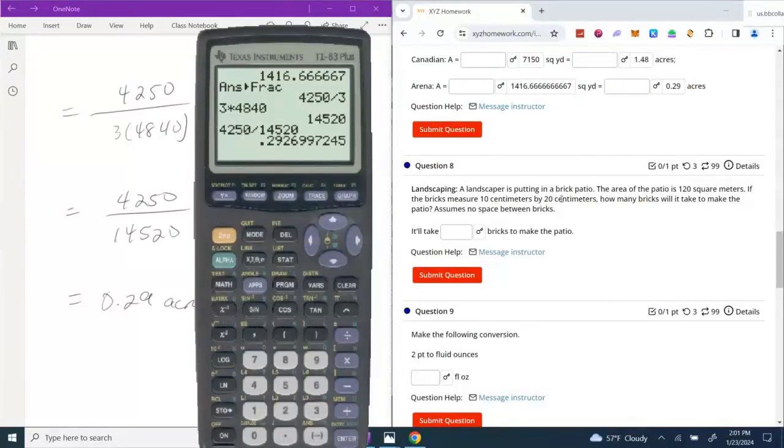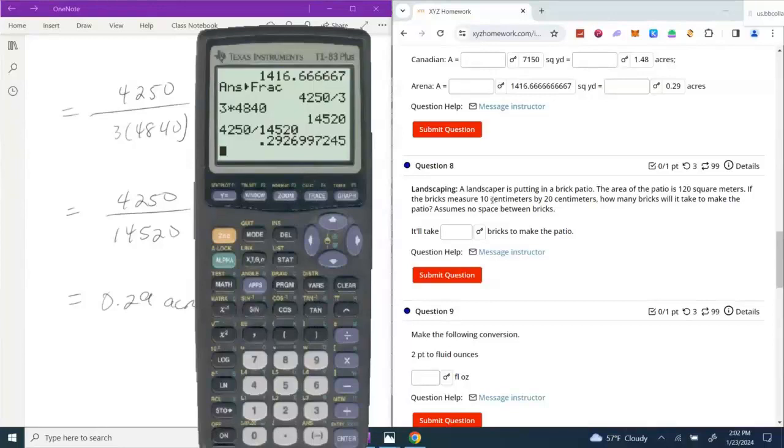Landscapers are putting in a brick patio. The area of the patio. Okay, now this is the thing about this one. They give you 2 different sets of measurements. The patio is measured in square meters, but the bricks are in square centimeters.